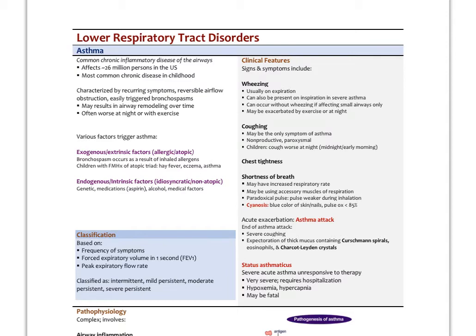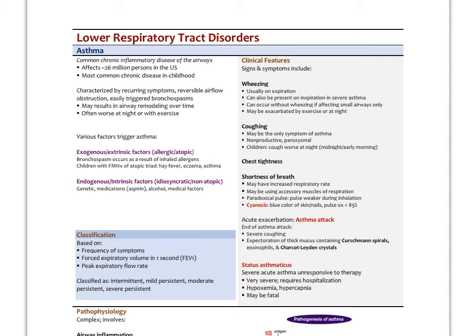Asthma is often worse at night, or with exercise, or after meals, and that's partly because of the increased parasympathetic responses during those times. And remember, parasympathetics really cause the airways to narrow. So if they're already mostly narrowed, then we start to get symptomatic from that.